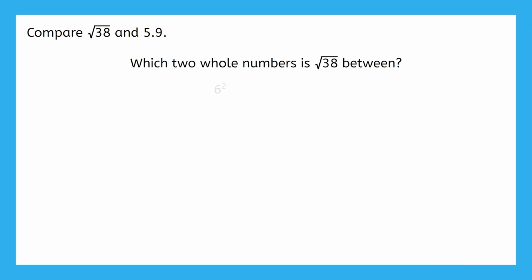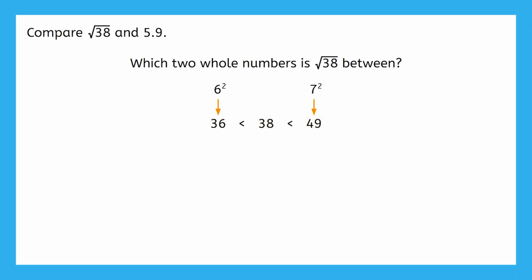6 squared is 36, that's smaller than 38, and 7 squared is 49, that's bigger than 38. Let's use this to help us. We could write an inequality to show that 38 is between 36 and 49 using 2 less than symbols. Since 38 is the main number we're comparing in this inequality, we can read it from the center. This shows that 38 is between 36 and 49 because it's greater than 36, but less than 49. It's a great way to show both comparisons in one statement.